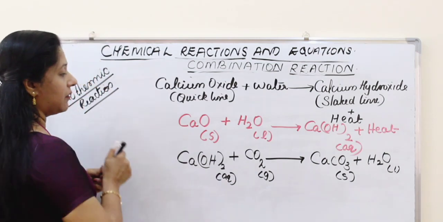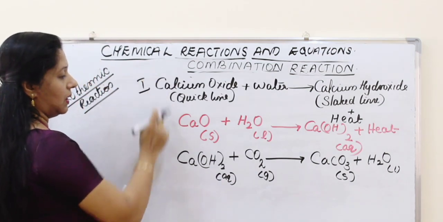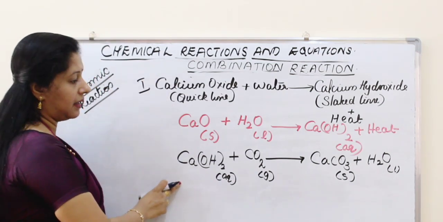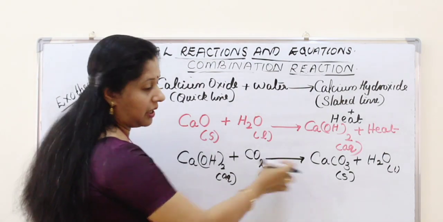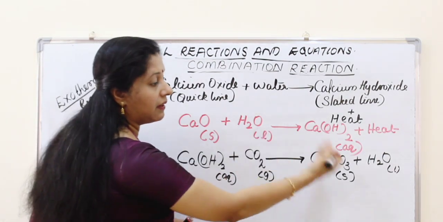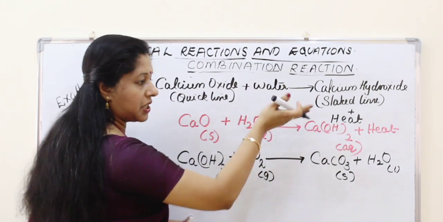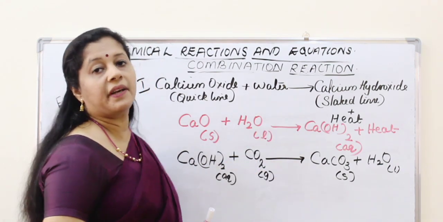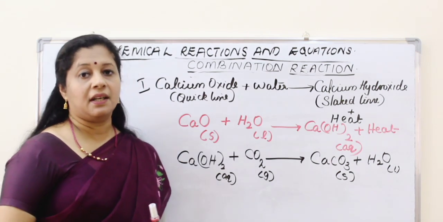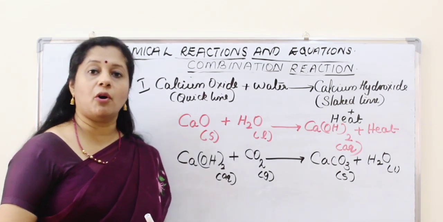So the actual example of a combination reaction is the earlier one only. This is the application of that, because this is not a combination reaction. If this was a combination reaction, we would have got only one product, but here it is not the same. So this is only an application of that combination reaction. Now we will see a few more examples of combination reactions.